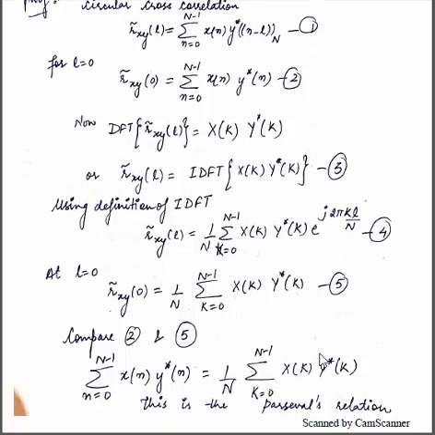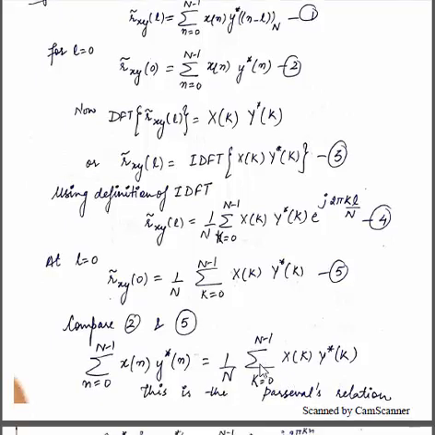Now compare equation number 2 and 5. Left hand side is equal, that means right hand side is also equal. Therefore this summation is equal to this one. Summation n tends to 0 to N minus 1 x of n y conjugate n is equal to 1 by N summation k tends to 0 to N minus 1 X of k Y conjugate k. This is the Parseval relation and hence proved.